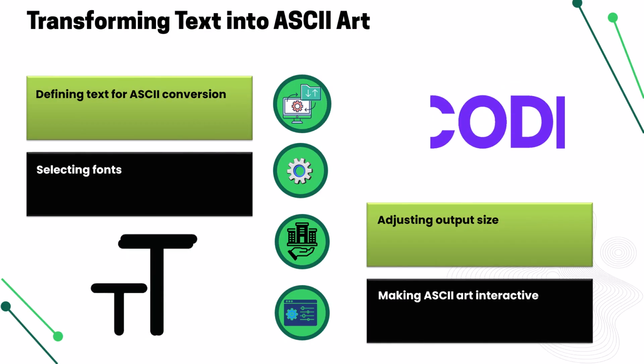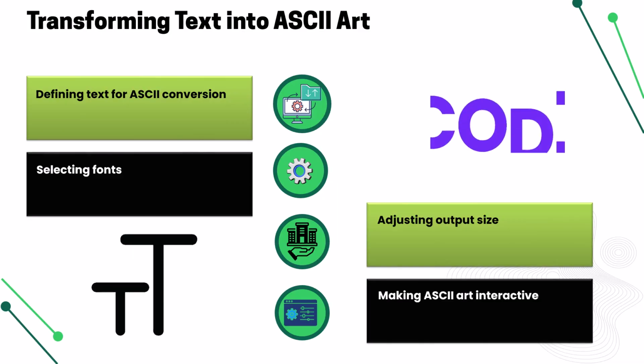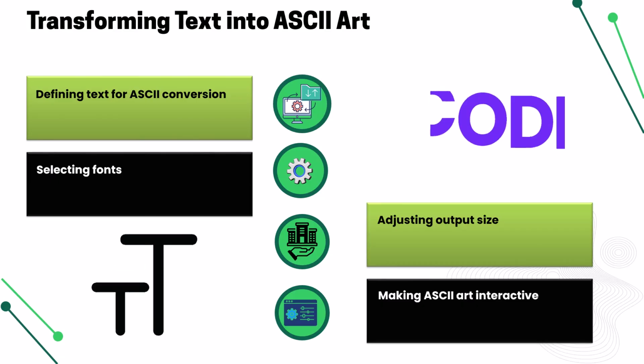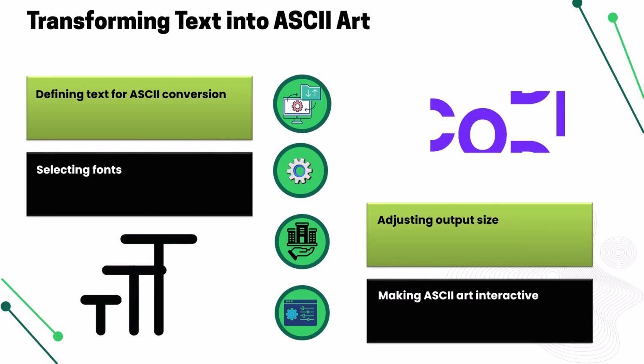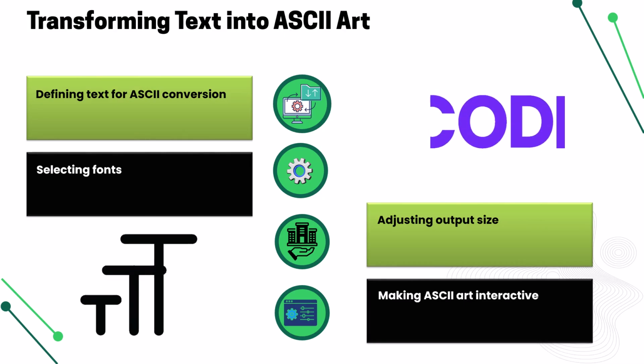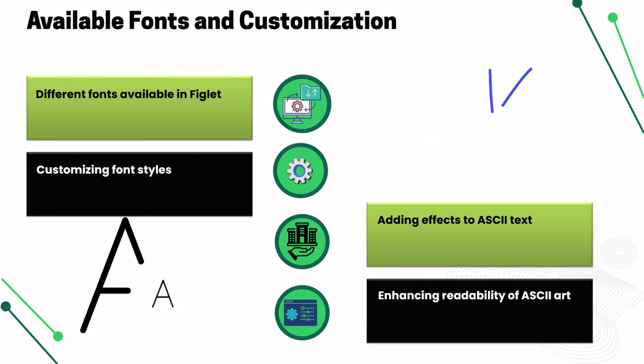Text transformation with Figlet is all about creativity. Want a bold title for your automation output? Figlet delivers. Experiment with fonts, sizes, and even interactive elements. It's practical, but more importantly, it makes automation enjoyable. Figlet isn't just about converting text. It's about making it look awesome.